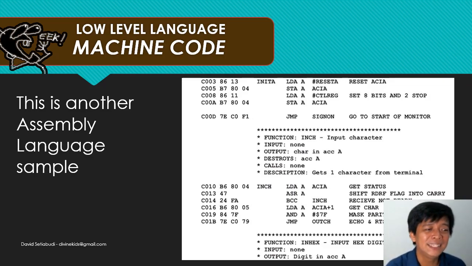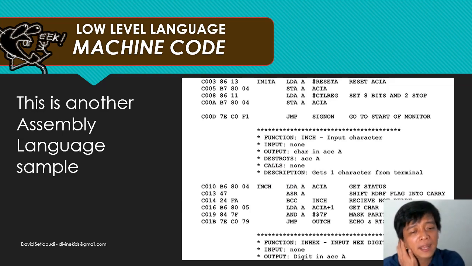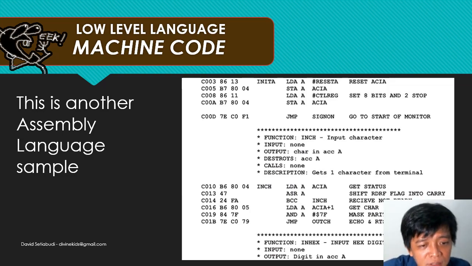So, this is another sample of assembly language. You can see this one. Okay, function, input character, input none, output character, and destroys call none. This one is an assembly language sample.